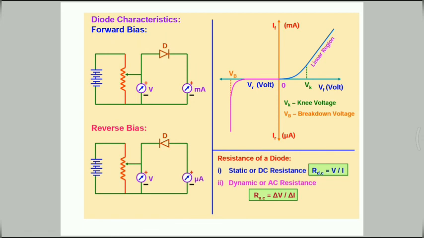In diodes, a resistance is offered by the junction which depends on the applied voltage, which is called dynamic resistance. It is the ratio of a small change in the voltage to the small change in current produced. Dynamic resistance R_DC is equal to delta V by delta I.